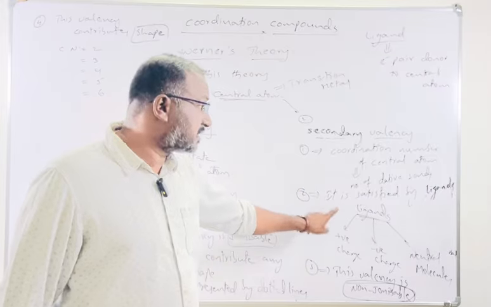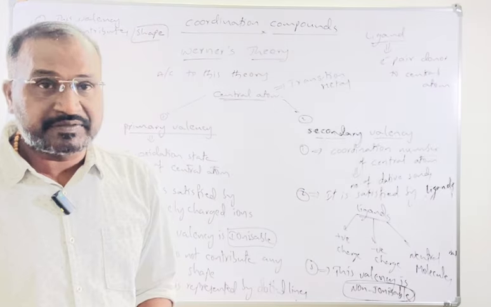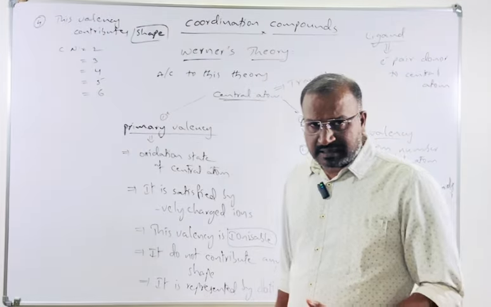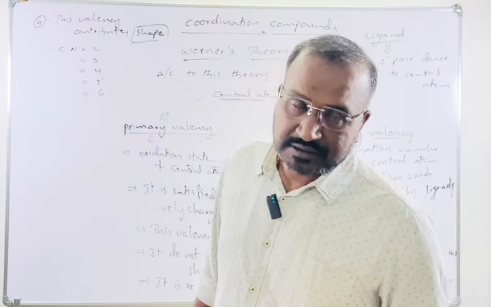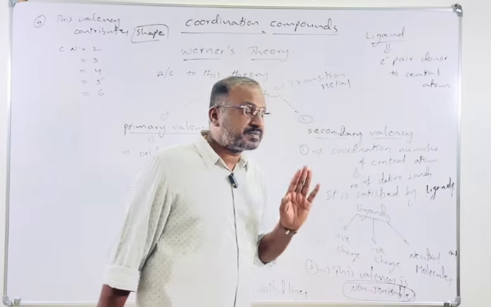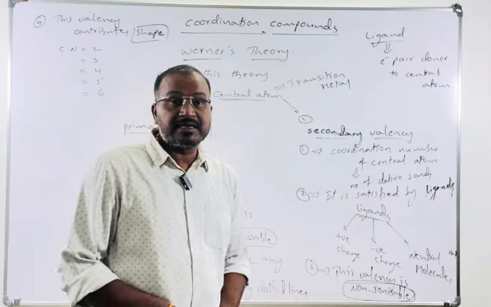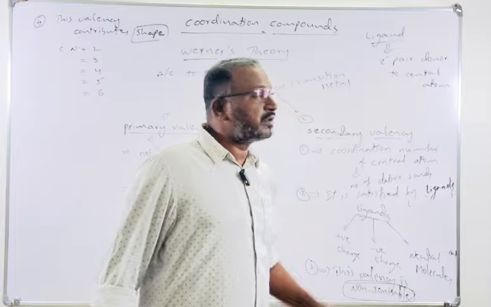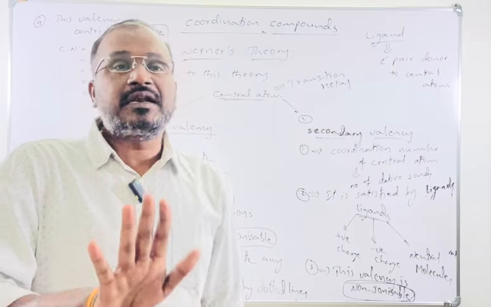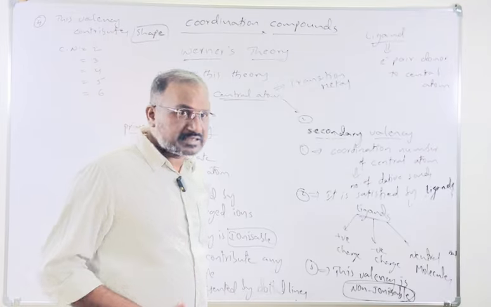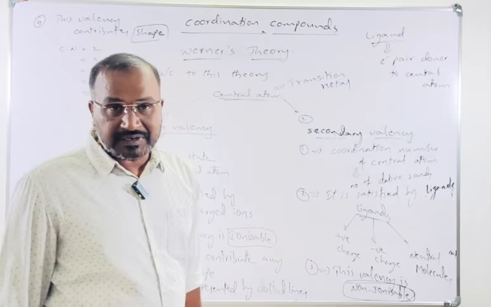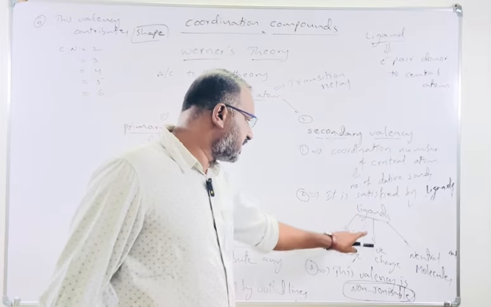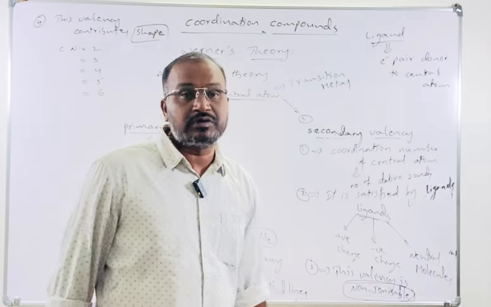Coming to secondary valency, it is satisfied by the ligands. Why? Because coordination number means the number of dative bonds. Dative bonds, another name is coordinate covalent bonds. Coordinate covalent bonds are possible by the ligands, because ligands give electron pairs. Already I told you, ligand means electron pair donor to the central atom. The central atom has empty orbitals that can accept the electron pairs coming from the ligands. By accepting an electron pair, it forms dative bonds. So ligands may be positively charged, negatively charged, or neutral molecules.